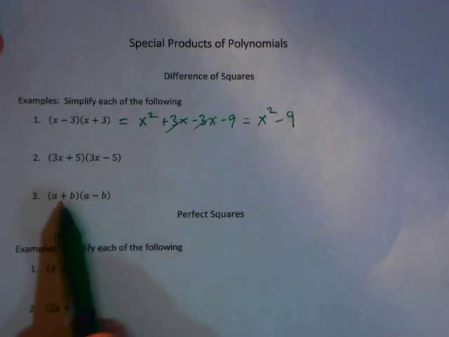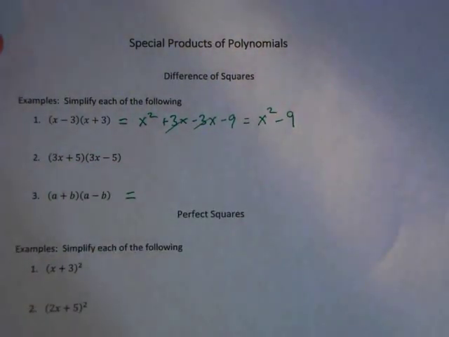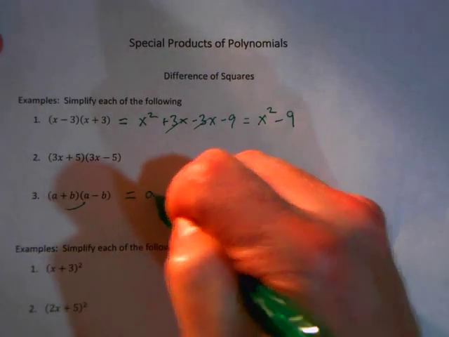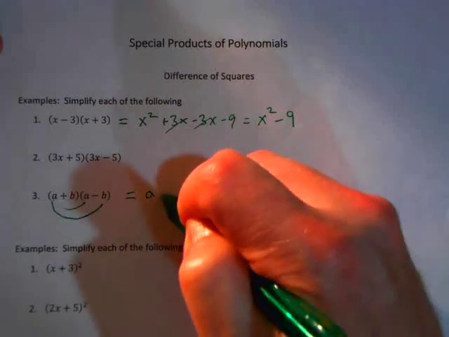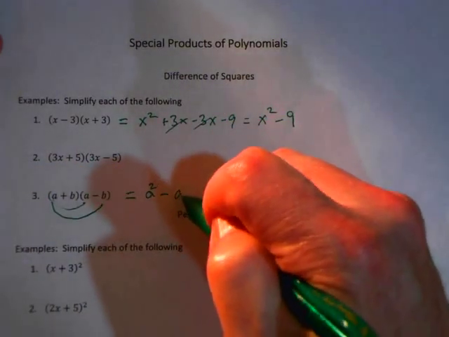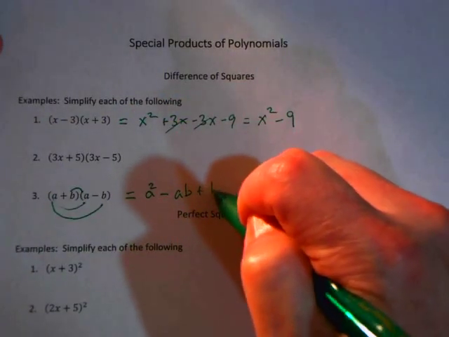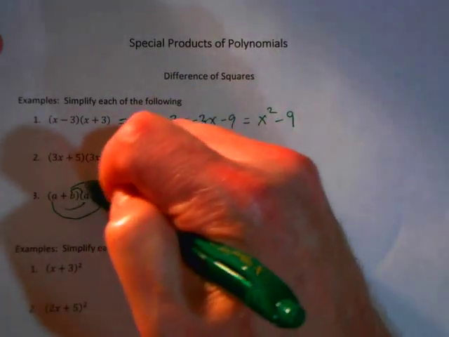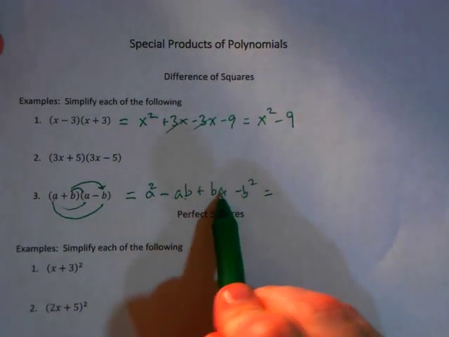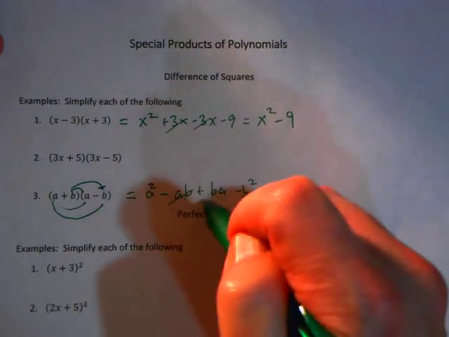Alright, so I'm going to skip down to number 3 here. And let's just work this out. It's a little weird with the letters, but you can see what's going to happen. You're going to have a times a, which is a squared, then you're going to have minus ab, and then here you're going to have plus ba, and then minus b squared. ab and ba are the same thing, just in different orders. This one has a minus, this one has a plus, so those go away.